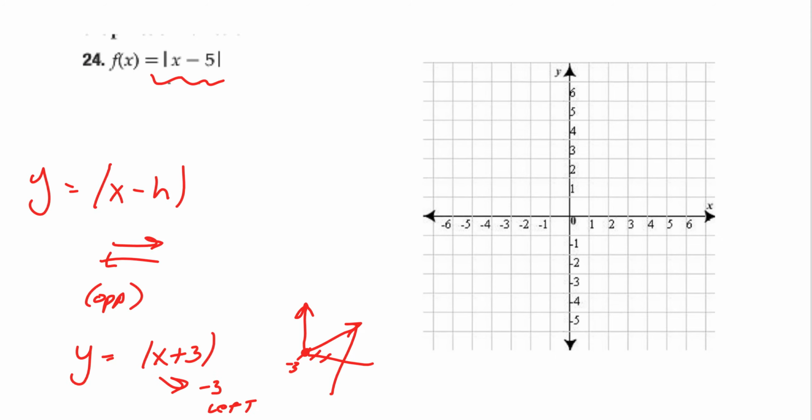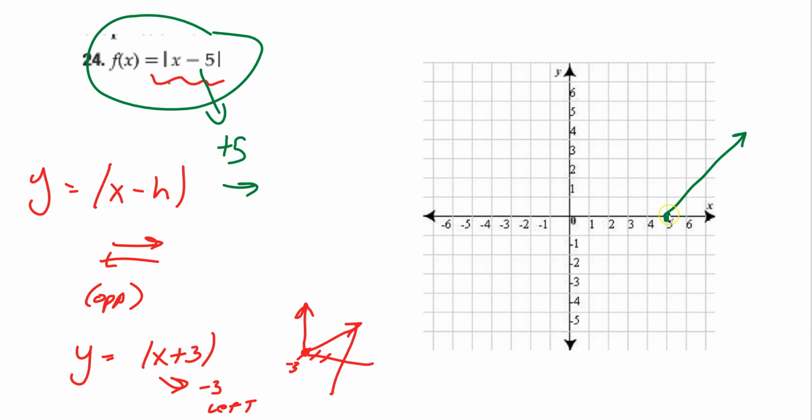So for this one right here, it's the last thing we're doing today. If I want to graph this, it's on the inside, so you want to treat it like a positive 5. So we're going to move to the right 5 right here, then draw a V. Again, we'll talk more about transformations in the next lesson. It's a little intro. There we go.